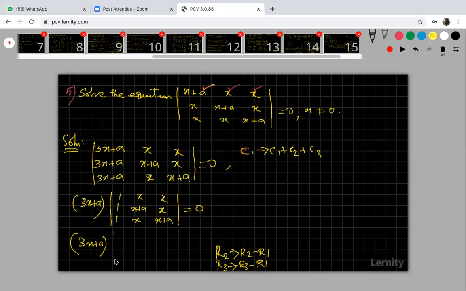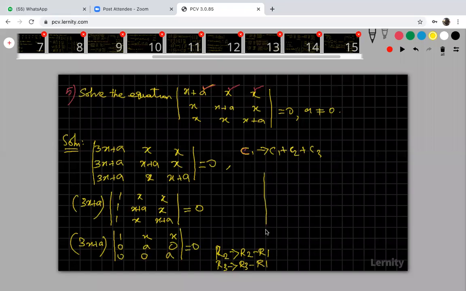Right? So therefore this is 1, x. When you apply R2 minus R1, this is 0. When you apply x plus a minus x, this is a. When you apply x minus x, R2 minus R1, this is 0. R3 minus R1, this is 0. 1 minus 1, 0. x minus x, 0. x plus a minus x, that is a. Okay, equal to 0. Right?